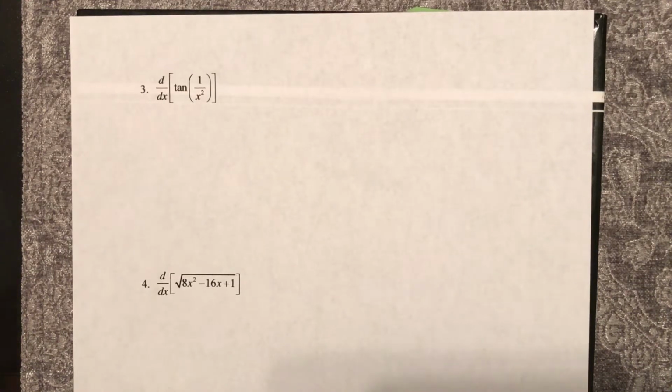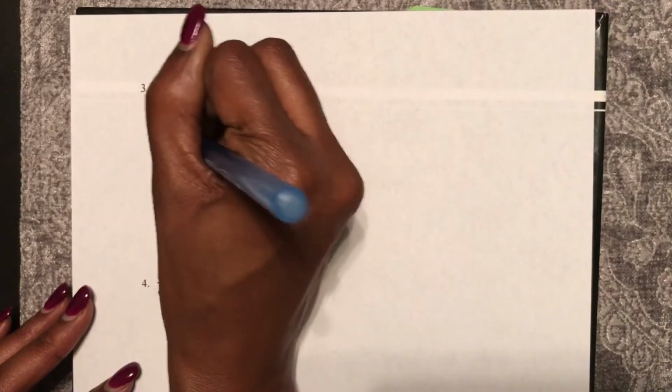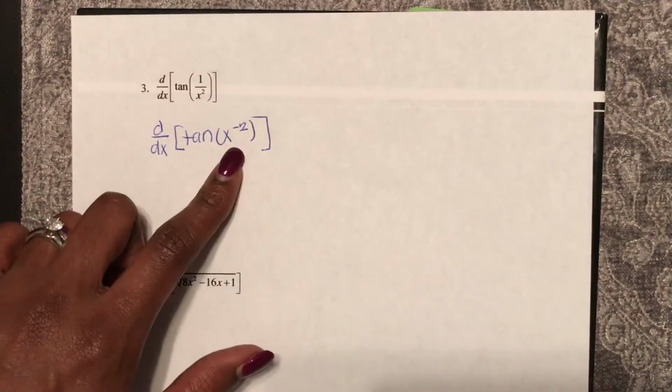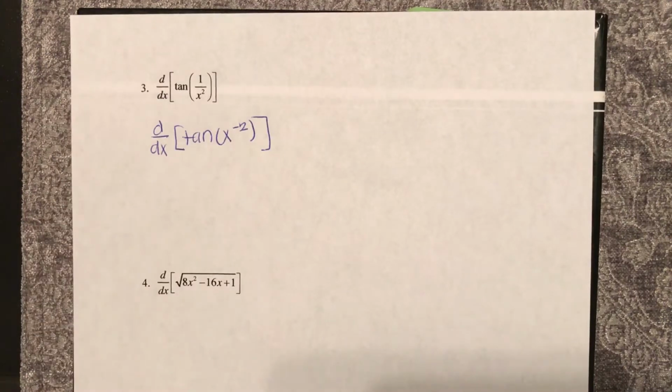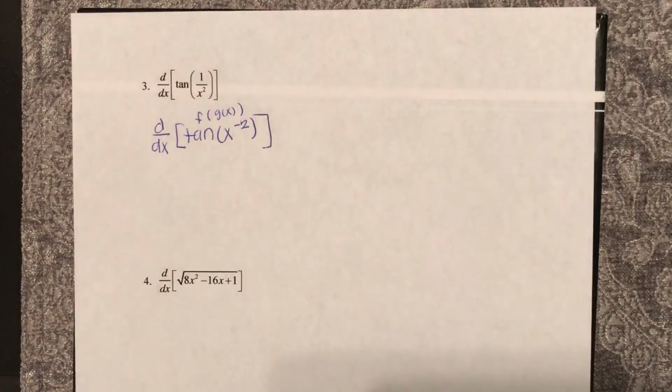All right, let's try a few more chain rule problems that mix in some of our previous methods of differentiation as well. So here I'm going to rewrite this as the derivative with respect to x of tangent of x to the negative 2. I did that because I'm setting myself up for power rule. So my outer function here is tangent, my inner function is x to the negative 2.